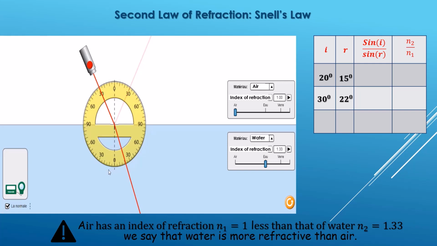Then let's choose a third value for the angle of incidence. This time we will choose the value of 40 degrees. Of course, the value of the angle of refraction that corresponds to an angle of incidence of 40 degrees will be different. So here we can see that it is equal to 29 degrees approximately.